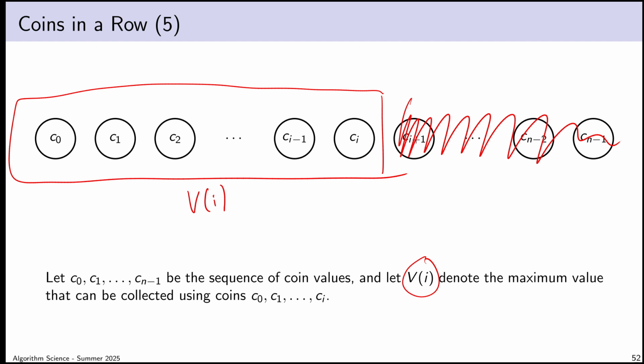Now, what I said earlier is that we're actually going to begin by solving a sort of simpler problem. The problem I really want to solve is I want you to tell me which coins to pick up. But the problem I'm going to solve first is just the problem of finding vi, which is what is the maximum value you can get. I won't actually tell you the coins, I'll just tell you the maximum value you can get from a particular collection of coins.